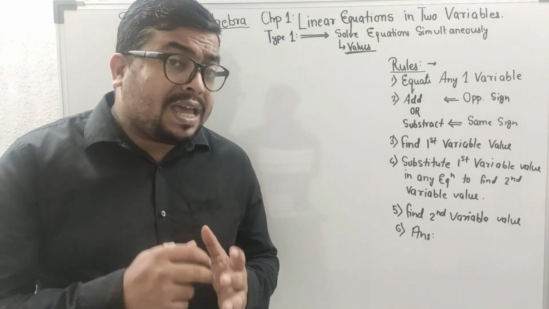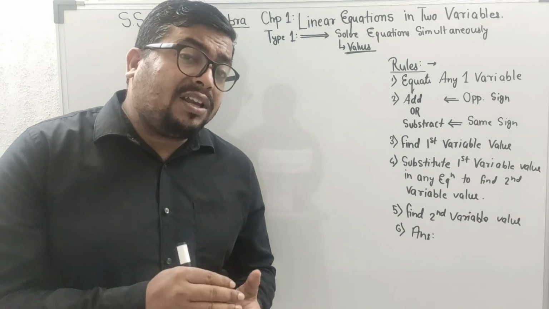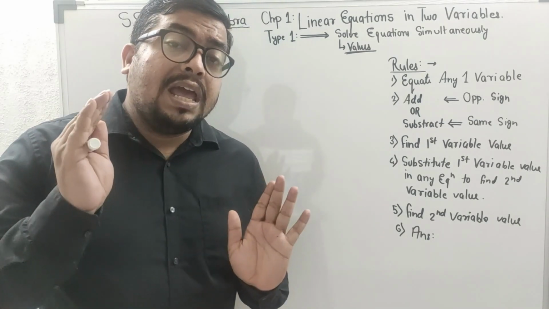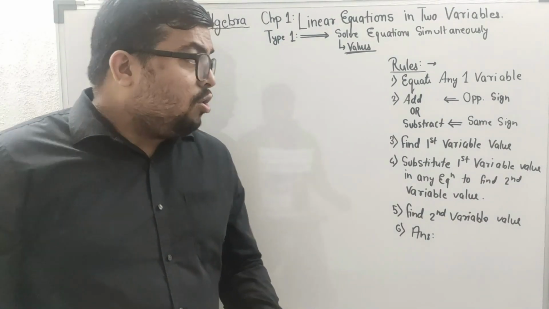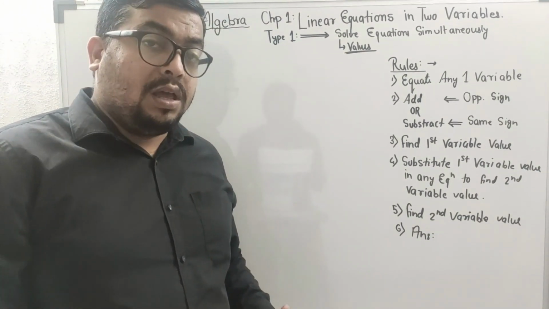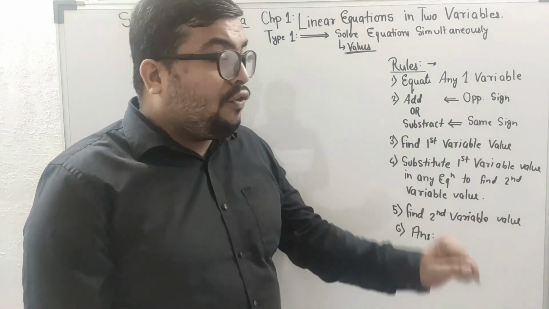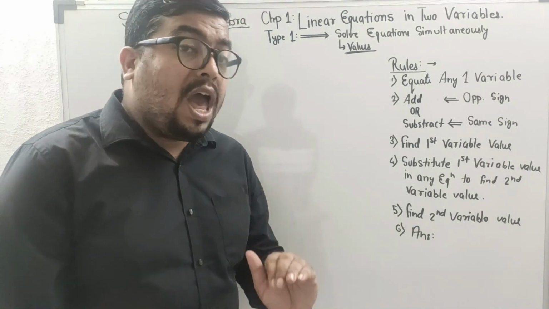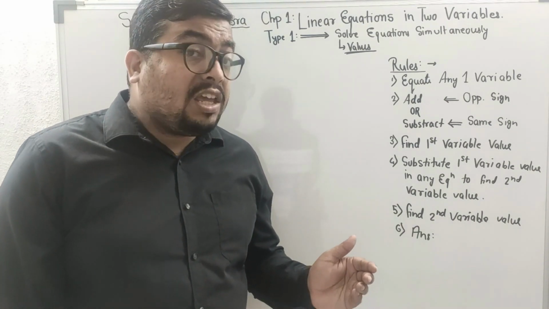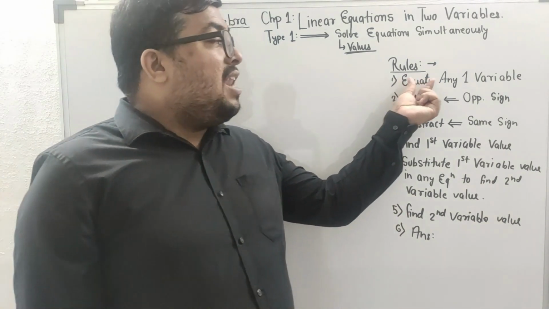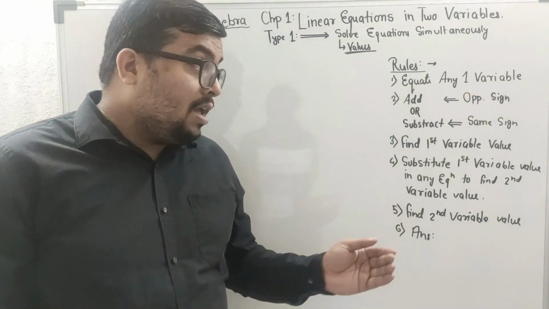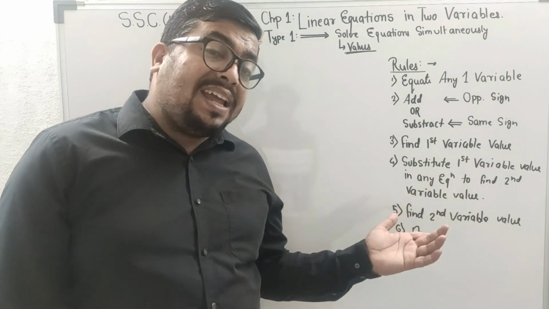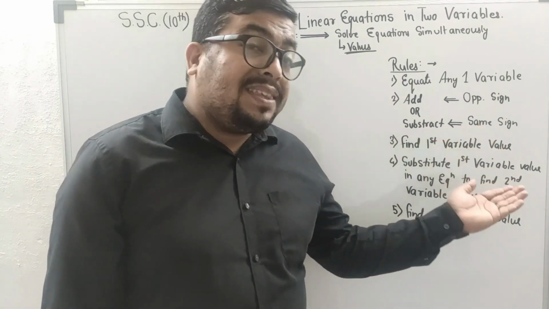So students, please pay attention. In your exams, whenever it says solve the following equations, you have to find values of the variables. Now students, there are some rules written over here. Let us go one by one. The first rule is, out of two variables in two equations, you have to equate, that is, make equal any one variable. Second, you have to add or subtract depending upon the signs. If you have opposite signs, you have to add, and for same sign, you have to subtract.